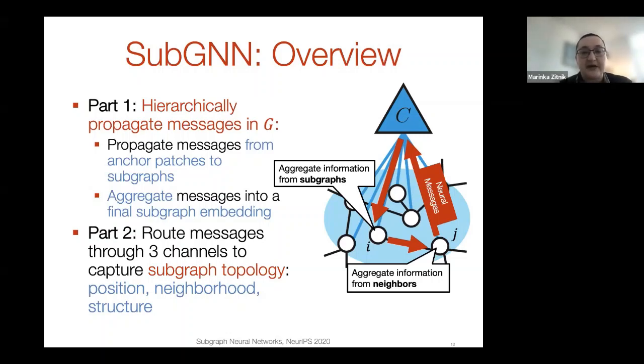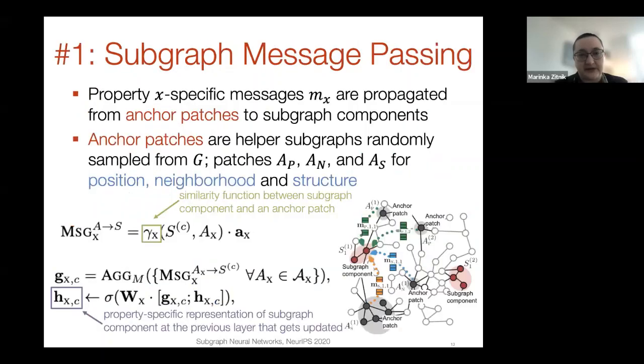And in the second part, these messages that are propagated and transformed along edges of the graph are actually passed through 3 distinct channels, where each channel captures a separate property of topology: position, neighborhood, and structure. So let me spend the next few minutes describing these 2 parts in greater detail. So part 1, which is that of hierarchical subgraph message passing, operates in the following manner.